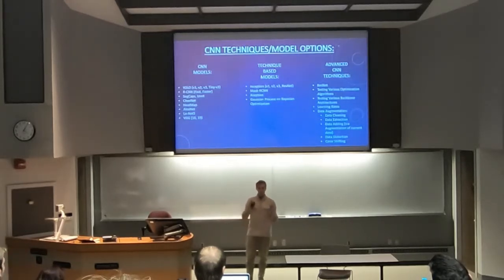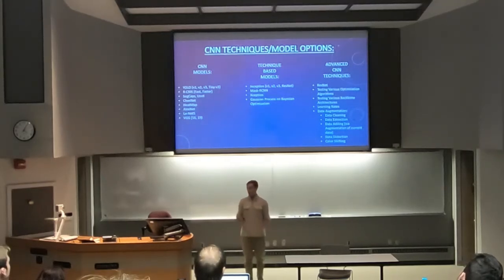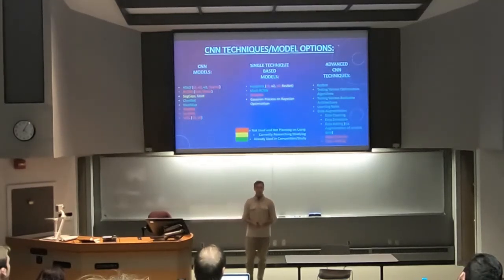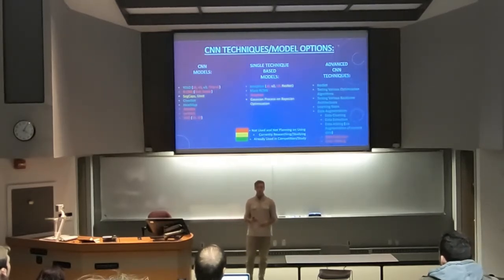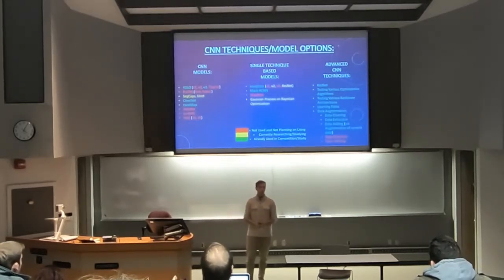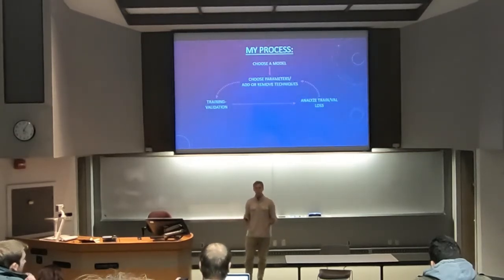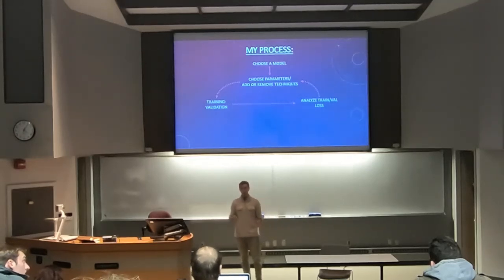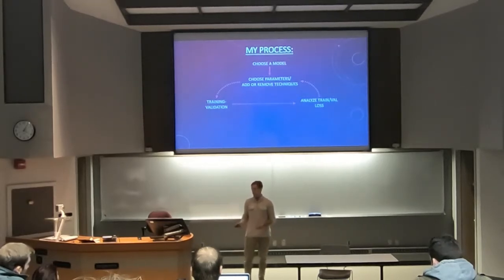I don't want to lose you guys in this too much, but there's a bunch of different techniques you can take. The ones in green are the ones I decided I wanted to work with because they seemed the most relevant. The ones in yellow are the ones that I'm currently still researching or working with. And the ones in red are things that I ruled out as not being as useful for a network to work with. My process would be to choose one of those specific models, then choose the parameters and add or remove techniques based on what I thought was most accurate. And then I would go through training and validation, and then of course analyze the training and validation loss.